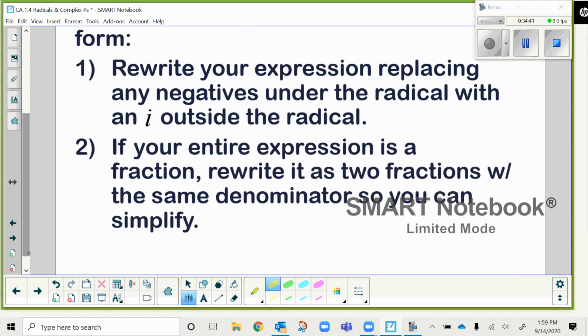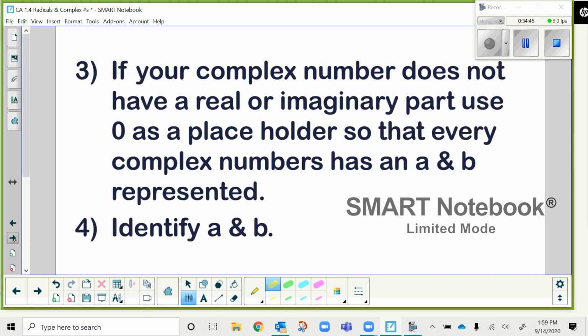And these are just the standard steps for it, which I will be talking about while we work through problems. One thing I want to point out, it says on step 3, if your complex number does not have a real or imaginary part, use 0 as a placeholder.